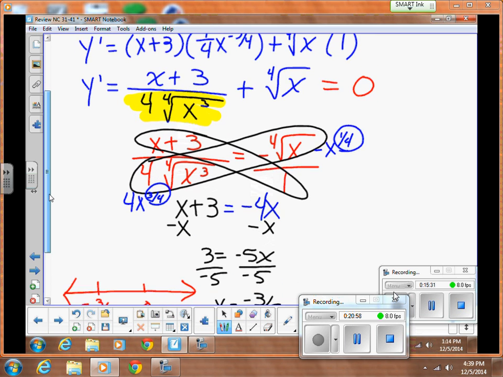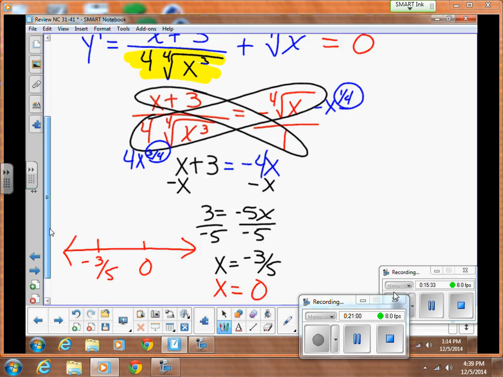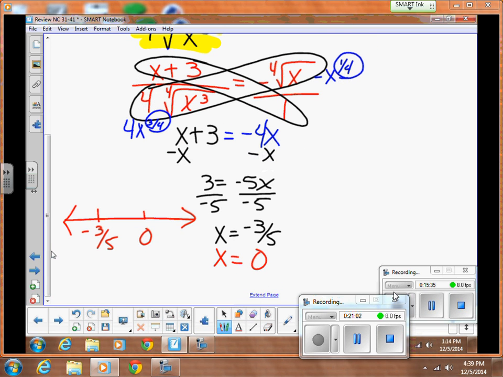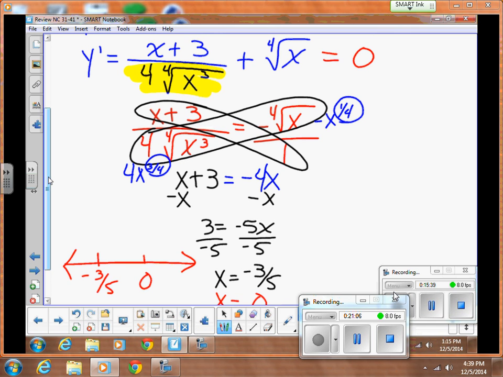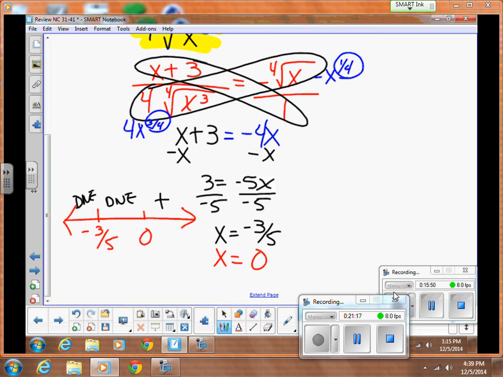So we went ahead and made a number line and we checked values. The problem here was that negative numbers do not work in this function. The reason they don't work is because I have a fourth root, and with a fourth root, you cannot have a negative number inside of there. So the only numbers I could test is anything greater than 0.